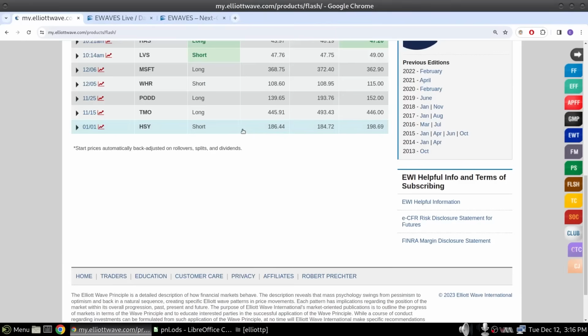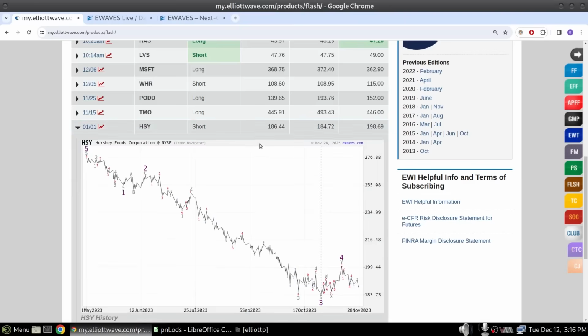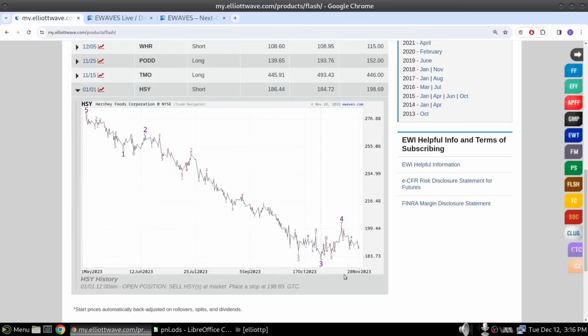Now Hershey's here is a similar falling knife. This hasn't moved very much, just a couple points, I think about 1% down since we've entered it. But this is also a falling knife, just moved straight down. But as you can see, we had this 3-wave move up here into wave 4, which means we're rolling over into a wave 5.